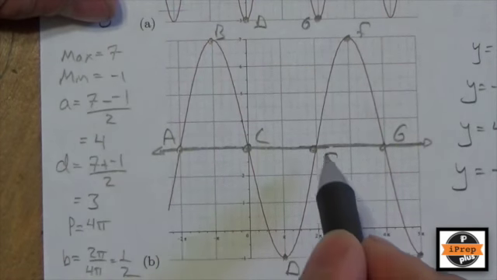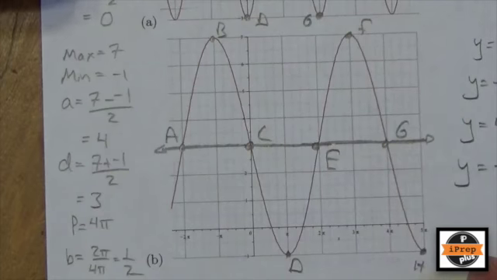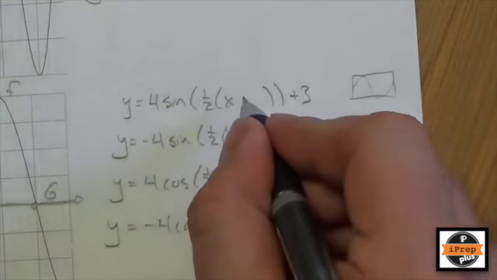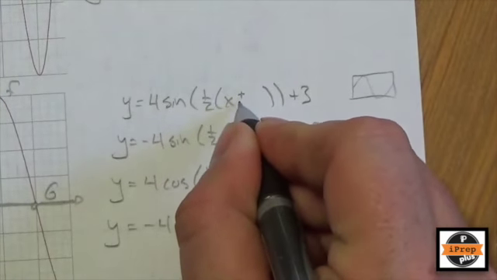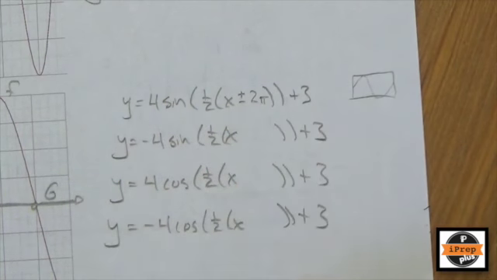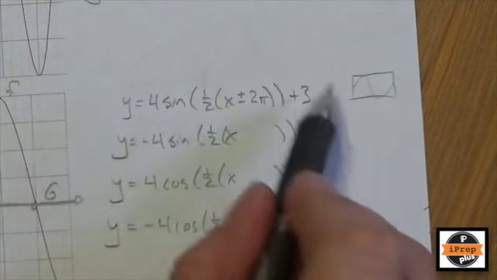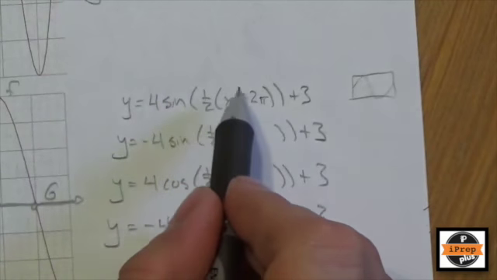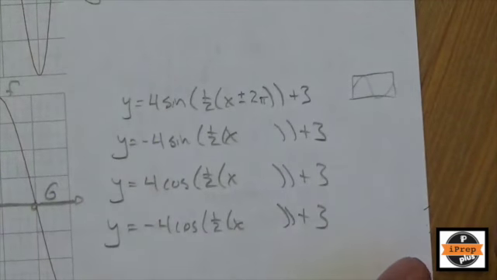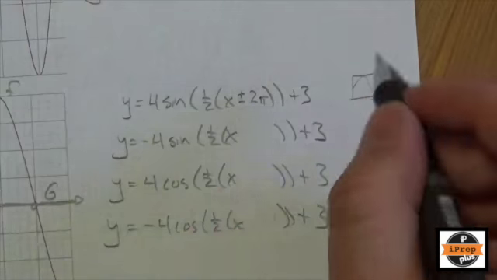And I can read right off the graph how far over that is. It's going to be 2 pi. So this will work whether I go to the left or to the right, 2 pi radians. So here's one, or actually probably two variations of this equation for this particular graph here.